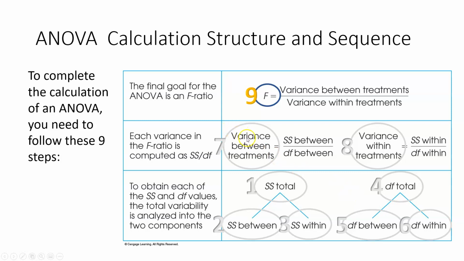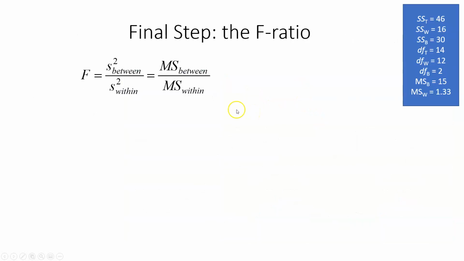Okay, now we've finished steps 7 and 8. We finished the SS over DF between and SS over DF within, so we know our variance fraction, and all we have to do is pit them against each other now in step 9. So to compute the F, the final step, we take the variance between, or as we're calling it now, the mean squares between, and we divide it by the variance within, or the mean squares within. We just computed both of those on a previous slide, and we pit them against each other by putting 15 over 1.33, and we get an F ratio of 11.28. Our F, our ANOVA, is 11.28.